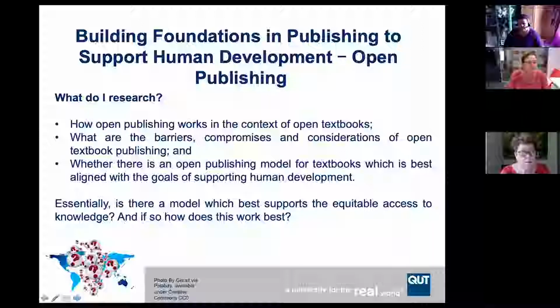But I'm also really interested in a concept which is called human flourishing. And I will discuss that in a little bit more detail so we have a better understanding of what I mean when I talk about human flourishing. But the overall goal of my research is twofold.